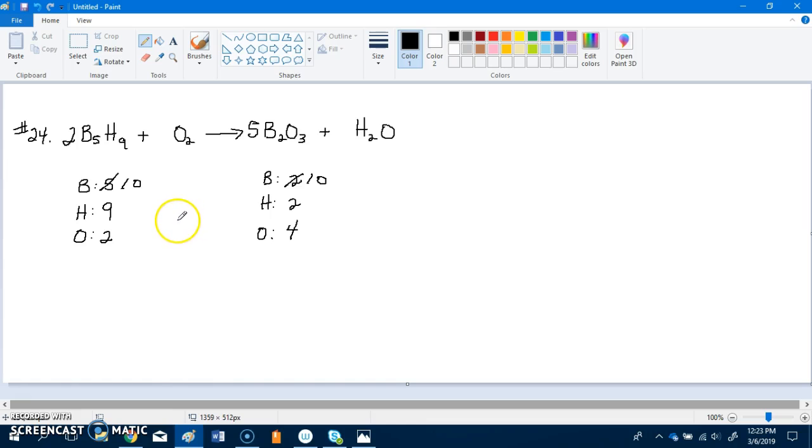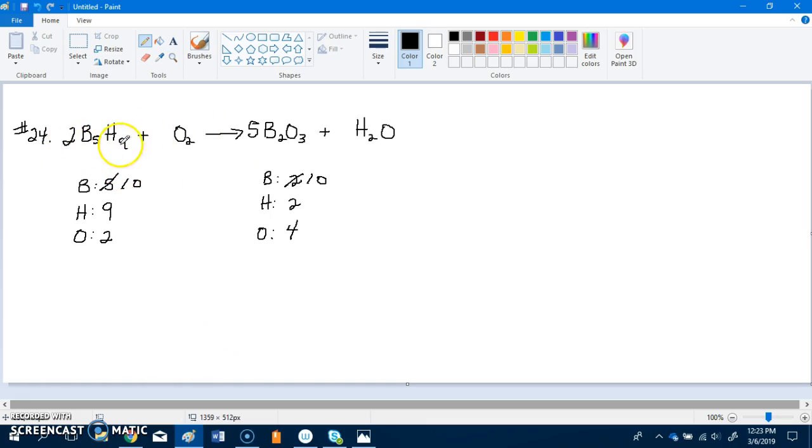So that's a tip or a trick that you can use when you don't have a whole number that you can multiply 1 by in order to balance it out. You can think of a common multiple for both the 2 and the 5 for the subscripts, and then balance according to that. So that's what I did.